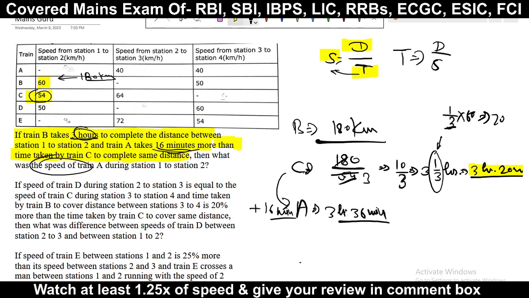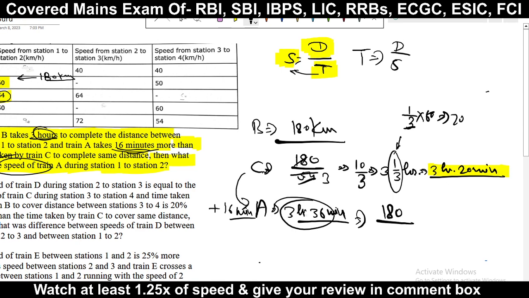It is asked now, what was the speed of train A during this same journey between the stations? So to calculate the speed, we will just divide the total distance by time. So what is the total distance? Total distance is 180. Now we have this time.